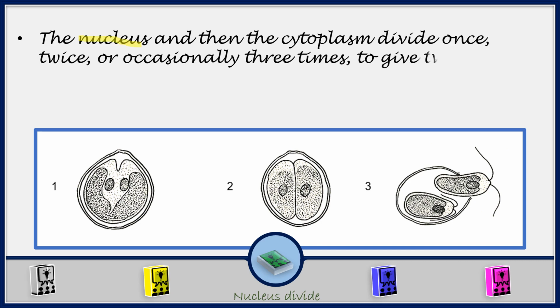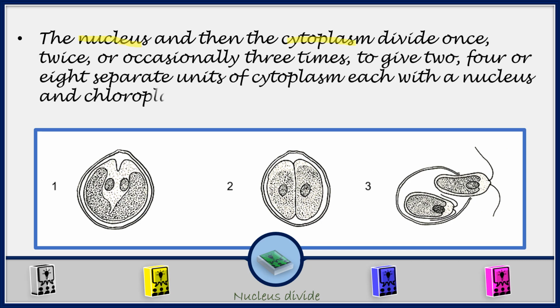The nucleus and then the cytoplasm are going to divide once, twice, or occasionally 3 times. And they will give us 2, 4, or 8 separate units of the cytoplasm. Each unit has a nucleus and chloroplast. So here we are seeing that the whole of this one is one single cell. And we are seeing that what was one nucleus has divided. Now they are 2 nuclei.